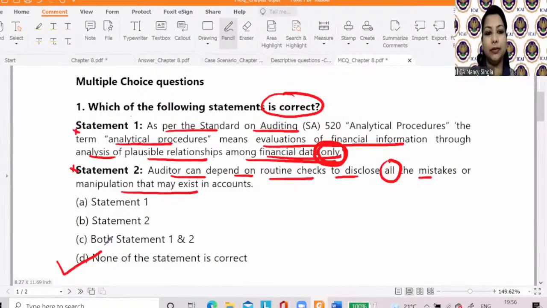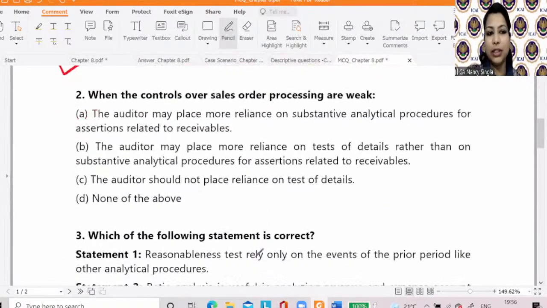Okay. So which of the following is correct here? None of the statements is correct. Statement 1 is not correct, statement 2 is also not correct, both are incorrect. Okay? I hope this is clear.